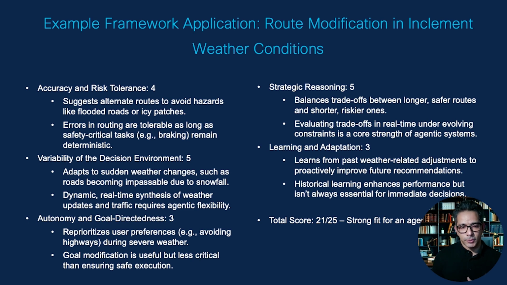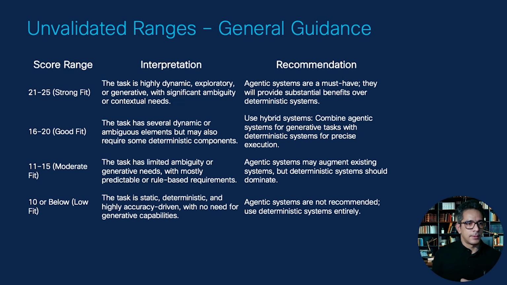And for each of these, we should ask more questions, especially comparison with deterministic systems. And then just to give an idea of a threshold, like what score would be considered good or poor. This is just an unvalidated range and general guidance. If the score is 10 or below, the task that you're trying to do is relatively static, deterministic, and highly accuracy or safety driven. So probably don't consider an agentic system.